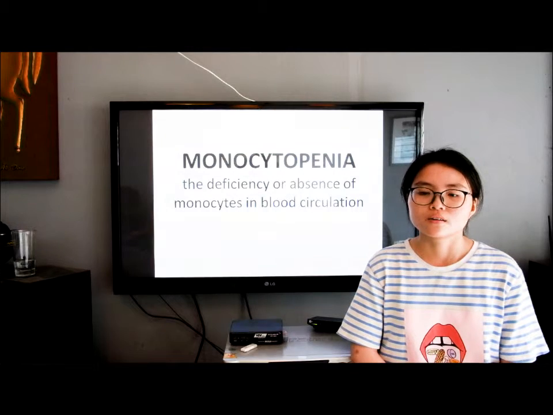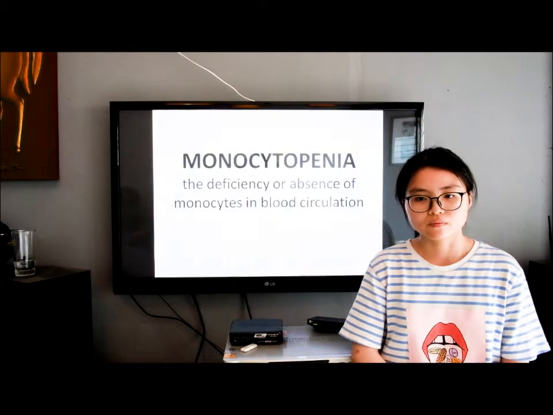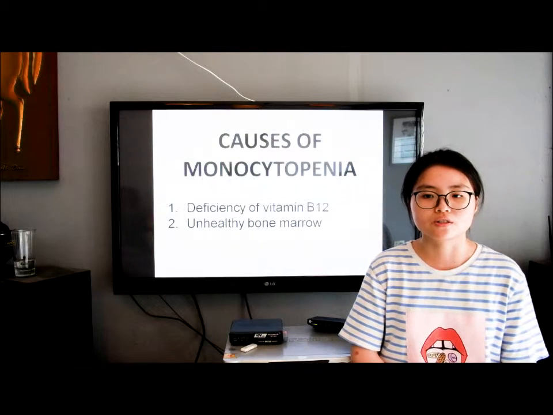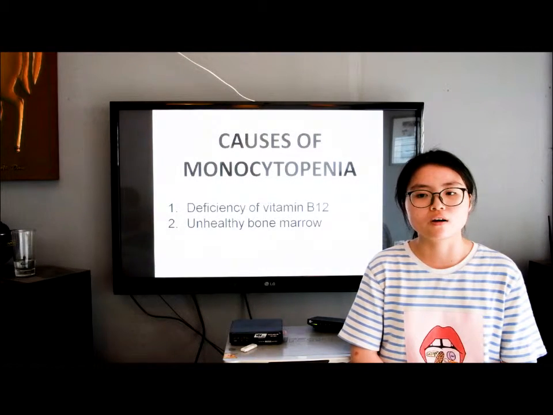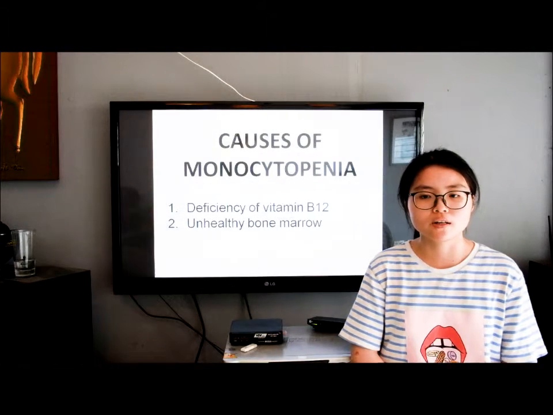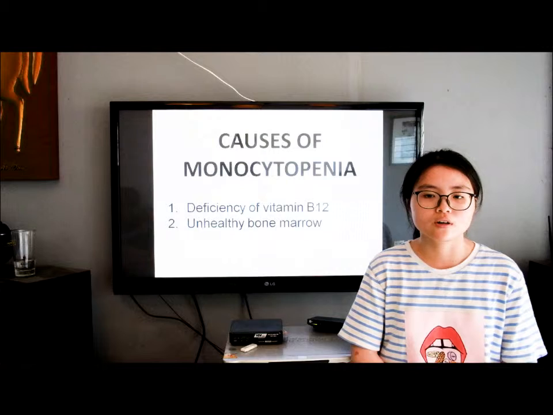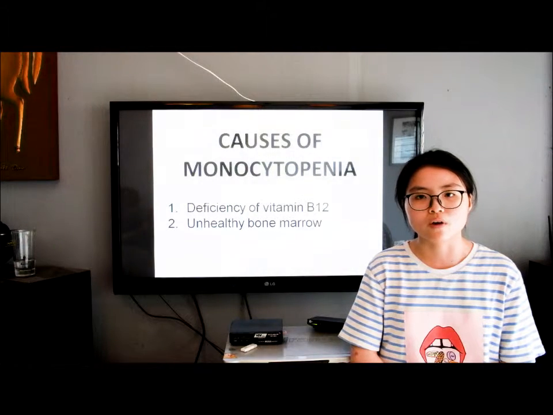On the other hand, the deficiency or absence of monocytes in blood circulation is called monocytopenia. Monocytopenia may occur in reference to a variety of medical conditions. There could be a deficiency of vitamin B12. Vitamin B12 is a critical ingredient in the production of monocytes and other white blood cells. Insufficient vitamin B12 would indicate that you are likely to suffer from monocytopenia. Monocytopenia may also occur in unhealthy bone marrow. Bone marrow disorders will significantly affect the production of monocytes, and their count would go below average.